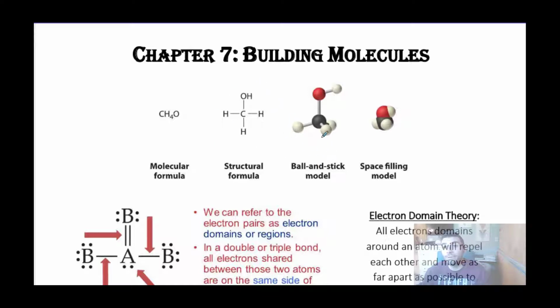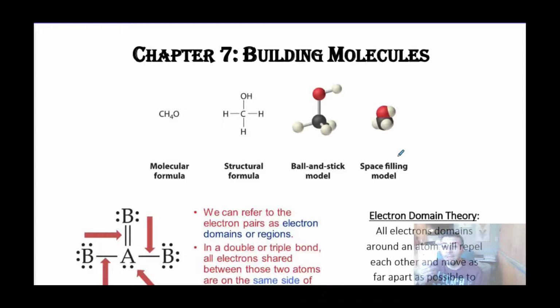In chapter 7, we went two steps further by introducing the ball and stick model and the space filling model. The ball and stick model is an upgraded version of the structural formula. Essentially, it's a three-dimensional representation of a molecule using sticks to represent the bonds. The space filling model is actually the most accurate because in real life there are not sticks holding atoms together. The stick is only a representation of a bond in this case.